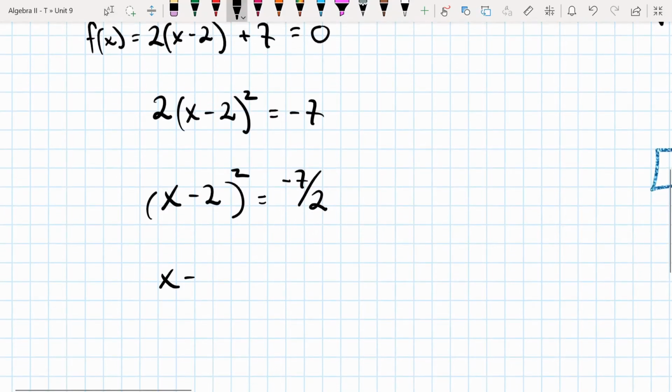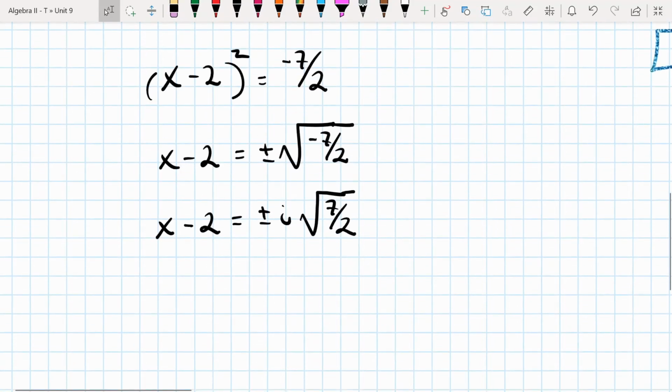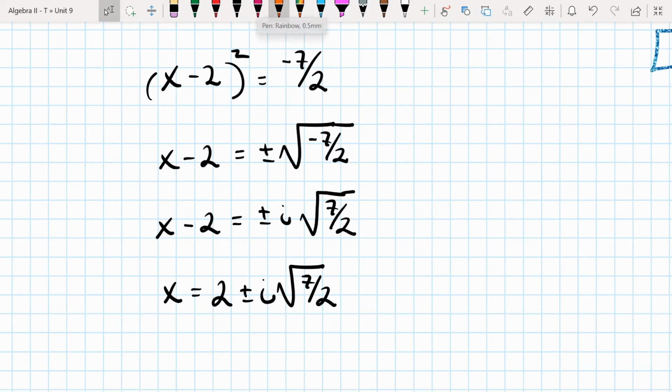And then we're going to take the square root of both sides. So we end up with plus or minus, let's write it in terms of the imaginary number i, plus or minus i times the square root of 7 over 2. And now let's add 2 on both sides. Okay, so these are complex solutions because there is an imaginary part. Okay, so we've verified that the solutions to this are complex.